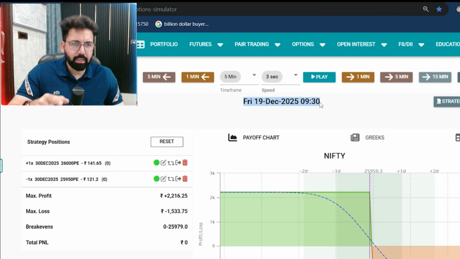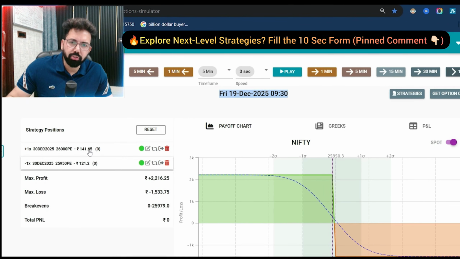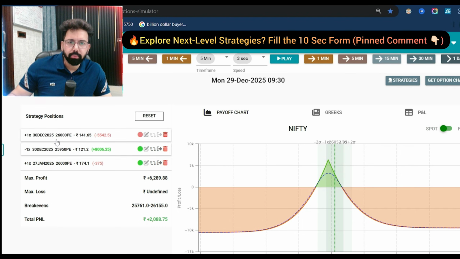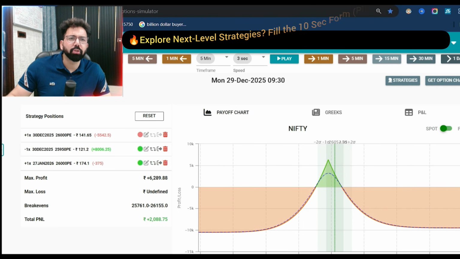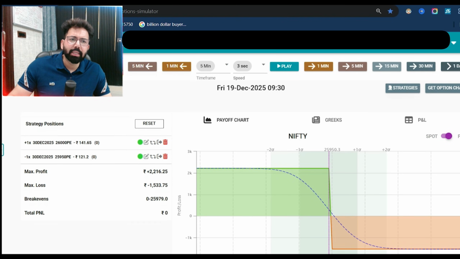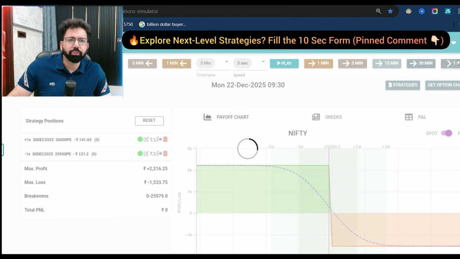So here we are exactly on the same date, same time, same strike, same price, 141, 121. Previous example, same 141, 121. So absolutely the same, no difference. Let's see now. Weekly expiry. Let's see what happens.